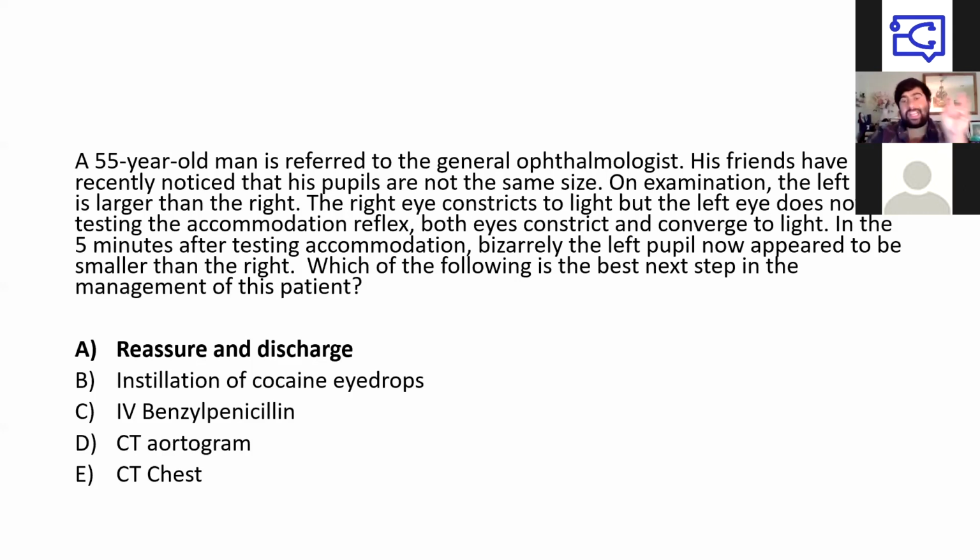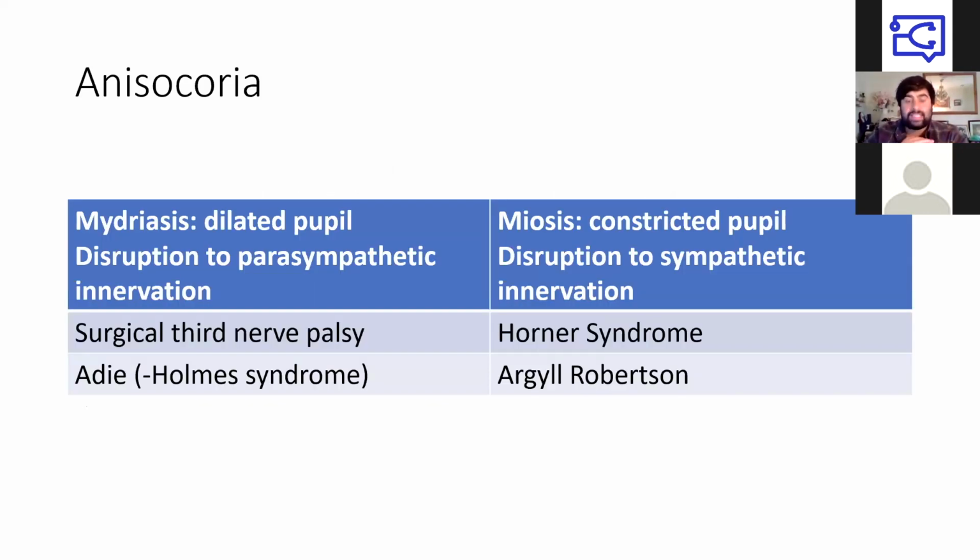So the crux really to this SBA, and again, I got this wrong when I first did it. I was just like, what the hell's this? The crux to this SBA is to be familiar with the examination findings of an Adie pupil. So what I'm going to do is spend a short amount of time talking about anisocoria. And then after that, there's just two more SBAs. So we're nearly there, guys.